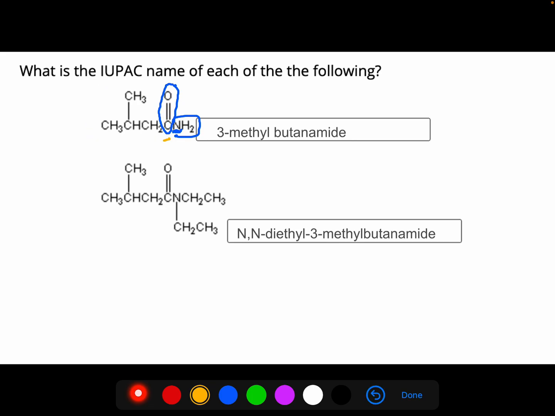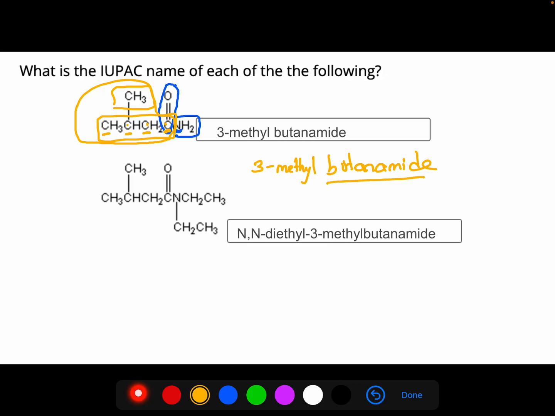Okay, we have to worry about this part. How many carbons are here? 1, 2, 3, 4. So it's a 4 carbon molecule. A 4 carbon molecule is butane, and because it's an amide, butanamide. Okay, so we name this part. And now I have to say the name of the substituent. Where is my substituent? It's methyl. Where is it located? 1, 2, 3. So it's a 3. Carbon number 3 has a methyl. And the name of my compound, the whole compound, is 3-methylbutanamide.